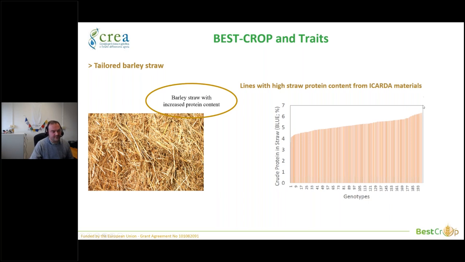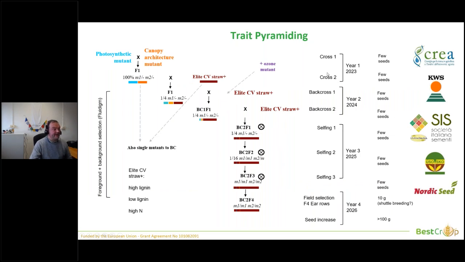In particular, the lines with a higher content of protein in the straw will be combined with lines with improved photosynthetic performance, and also with lines that have specific lignin characteristics. All these traits in work package 3 will then be stacked together according to this breeding scheme, and this will be done in collaboration with our research partner at CREA in Fiorenzuola d'Arda here in Italy.